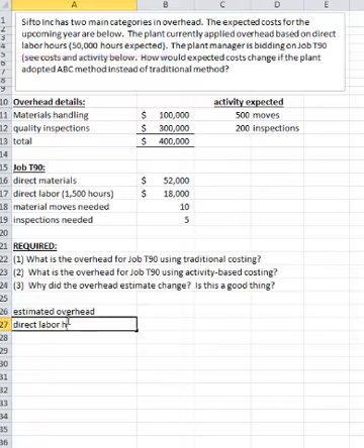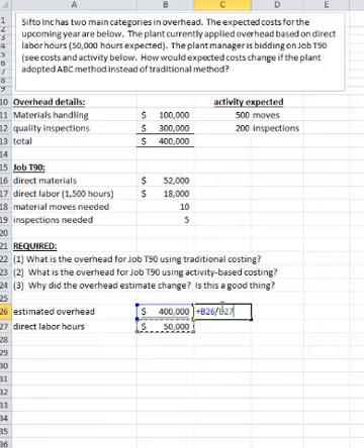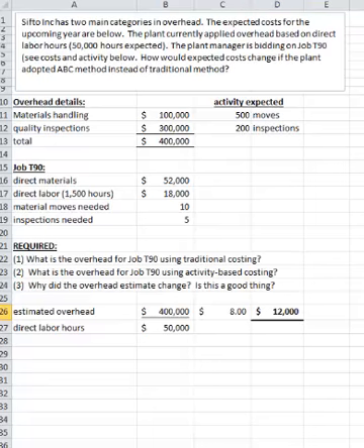Okay. Total overhead was 400,000. So we have a predetermined overhead rate, traditional, just using direct labor hours of $8. And so we would assign how much to this particular job? Well, $8 for each hour. And it looks like they've got 1,500 hours. So we would assign 12,000 overhead to job T90 if we use traditional costing.